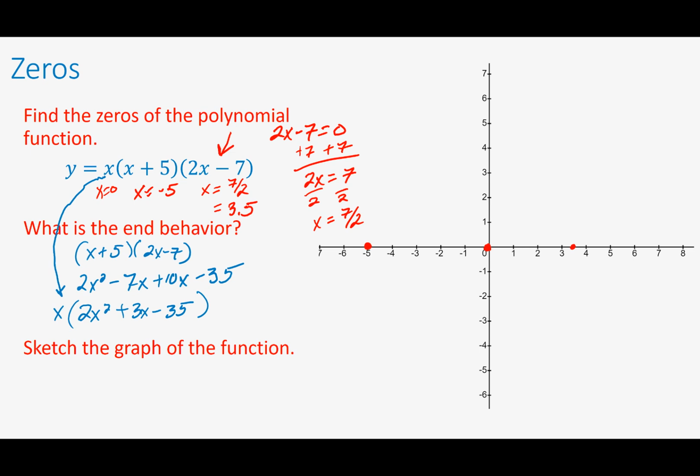So when I FOIL my two parentheses together, I got 2x squared plus 3x minus 35. But I still have one more step because I have an x on the outside that I have to multiply in. And so this is the distributive property. I'm going to distribute this x into each term. And so I have 2x cubed now, plus 3x squared minus 35x. Two x cubed. Using ups and downs, what's my end behavior of 2x cubed? Down, up.